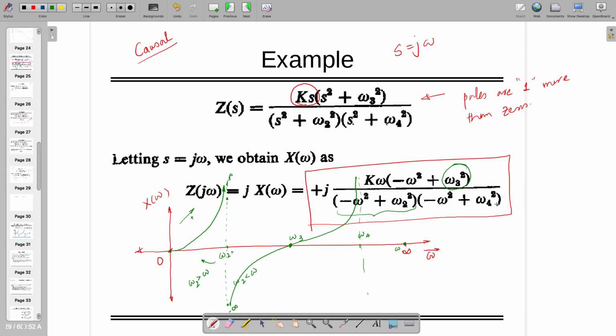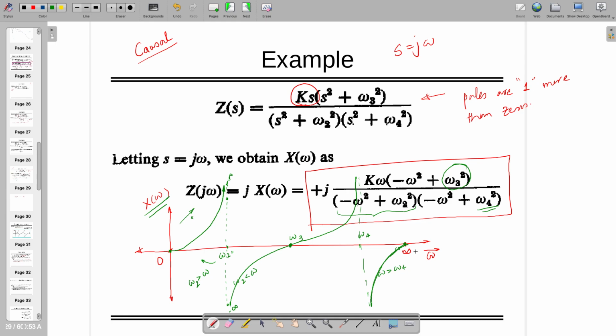at omega 4. But when you are leaving omega 4, if your omega is greater than omega 4, x of omega will be minus infinity, and at infinity it will go to 0. Otherwise it's not going to 0. So this x of omega gives me information about what is happening to your system at infinite frequency, whether it's bounded to 0 or bounded to somewhere outside.